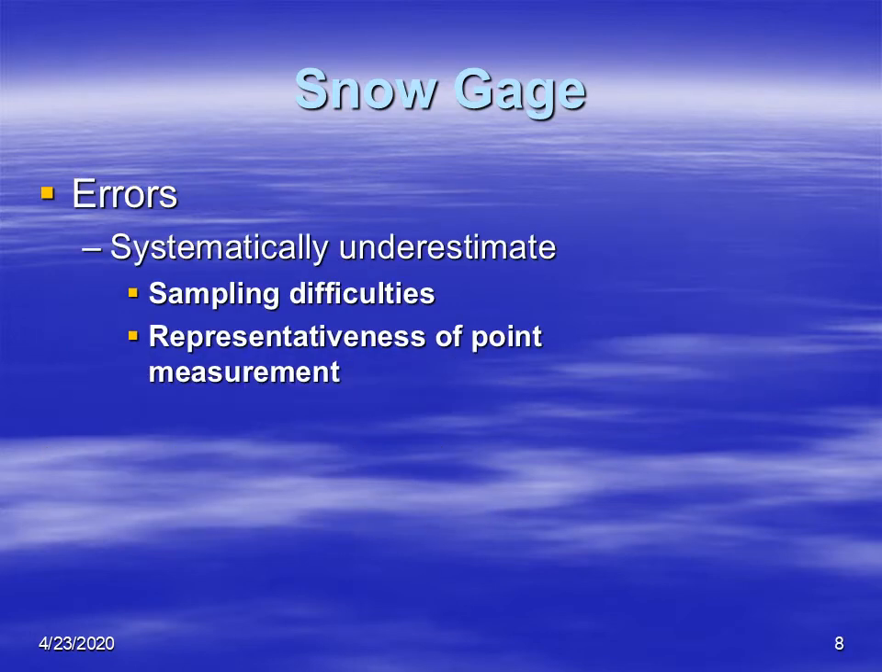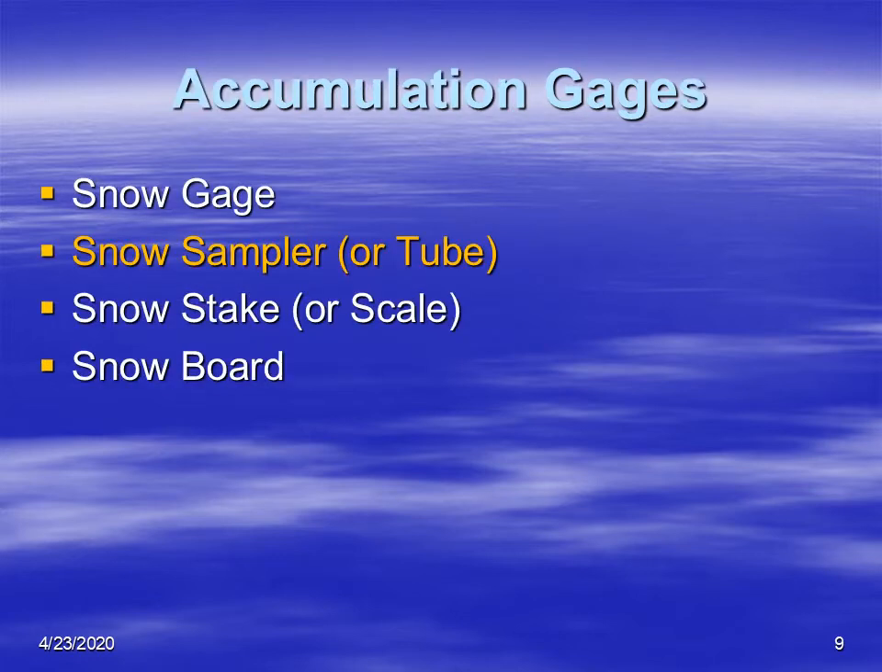Problems are that, of course, it's a very small can, so you may underestimate the amount of snowfall because, once again, it's a very small point measurement. And a lot of times snow does vary over a region, even over a backyard. So there are some difficulties in sampling.